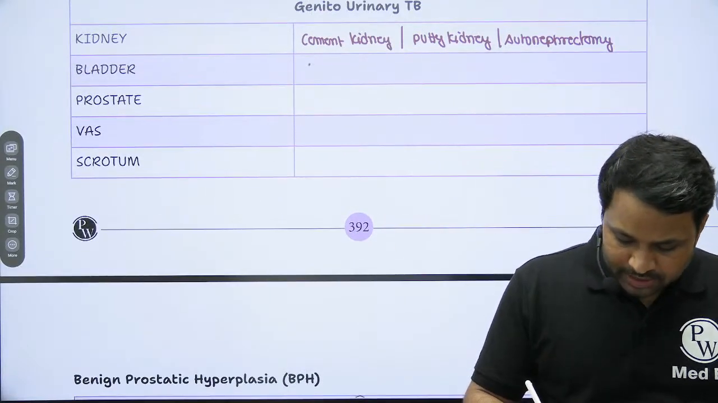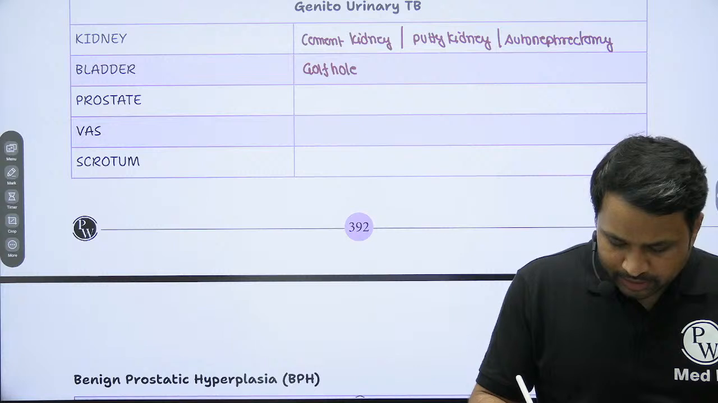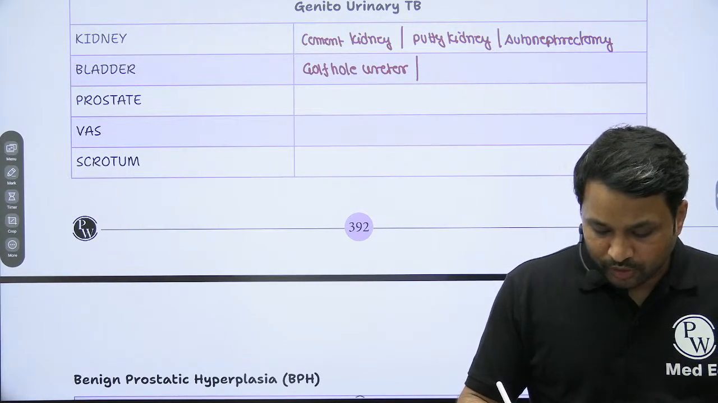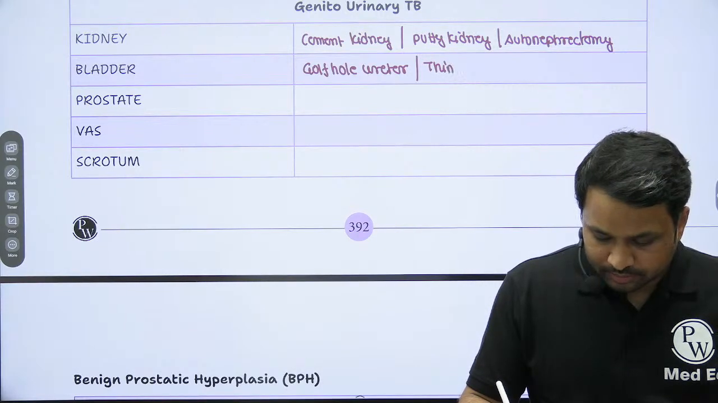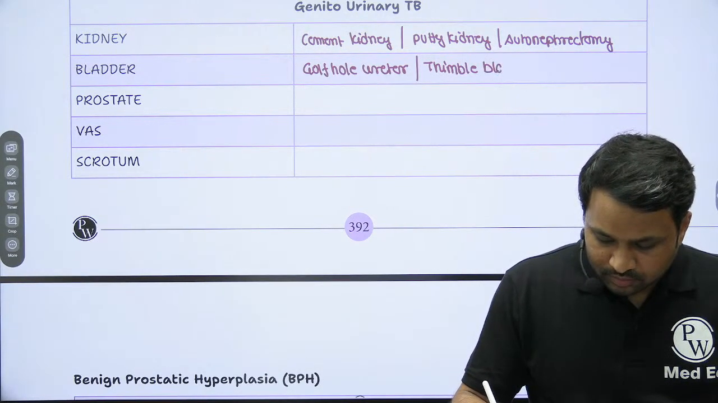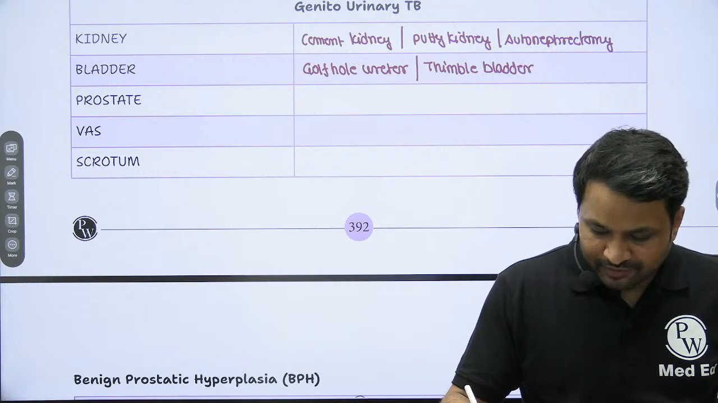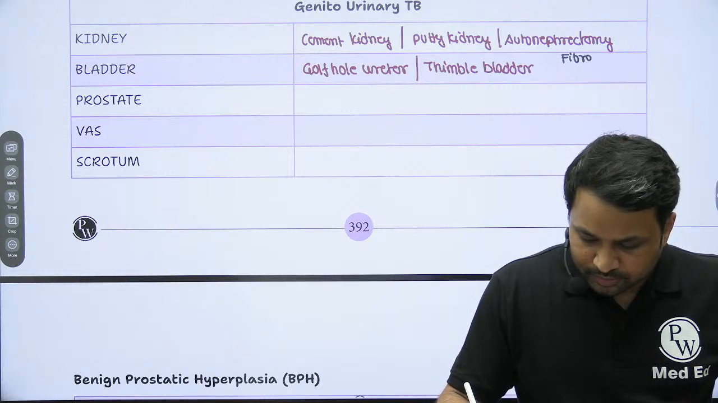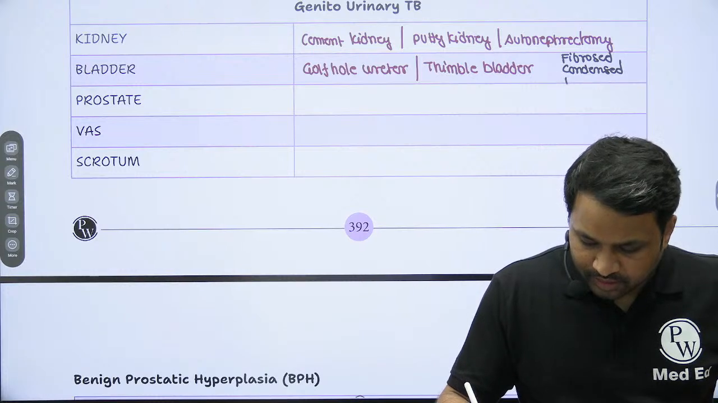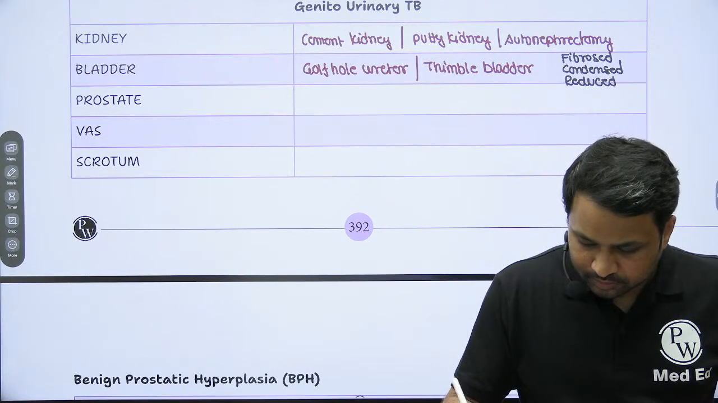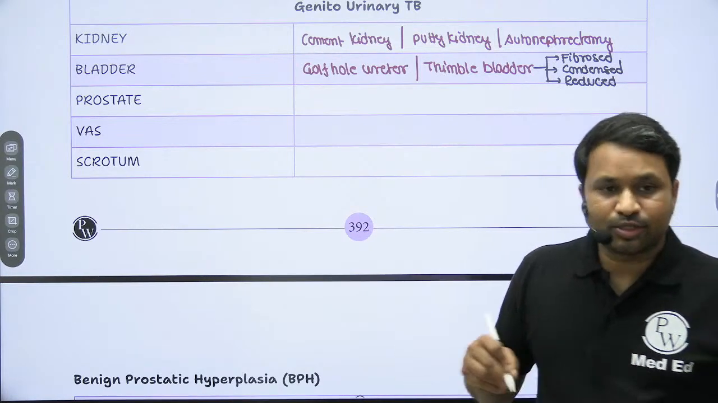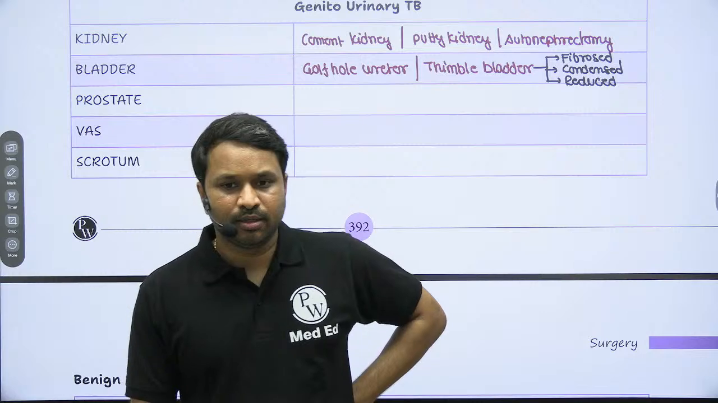Bladder mein you will see presence of golf hole ureter. Along with golf hole ureter, you are going to get thimble bladder. Thimble bladder is going to be fibrosed, condensed, and reduced bladder.